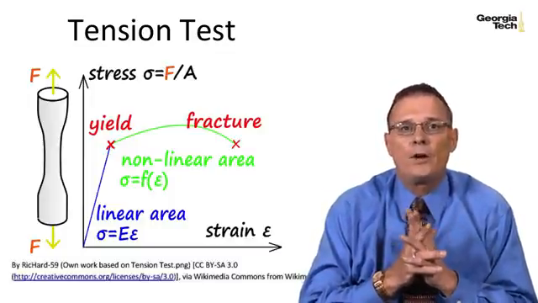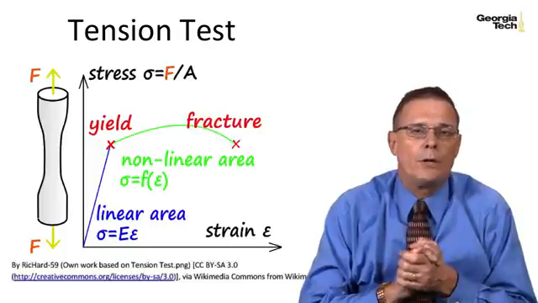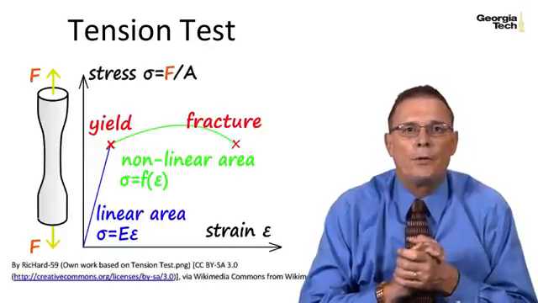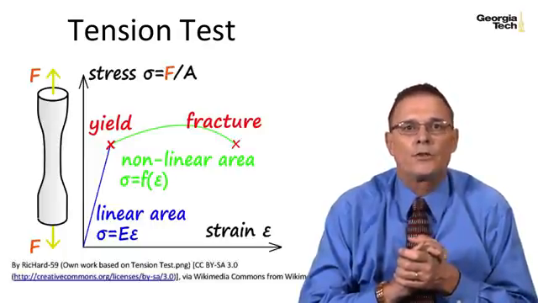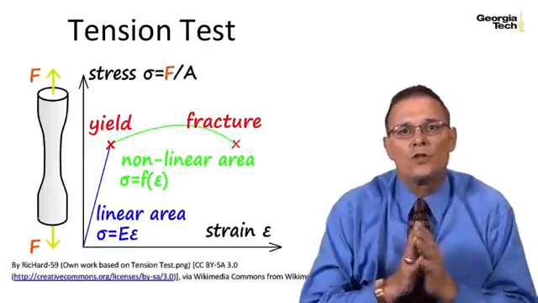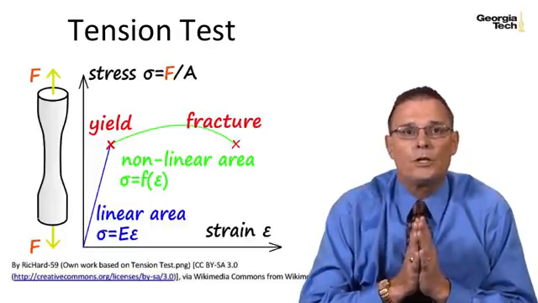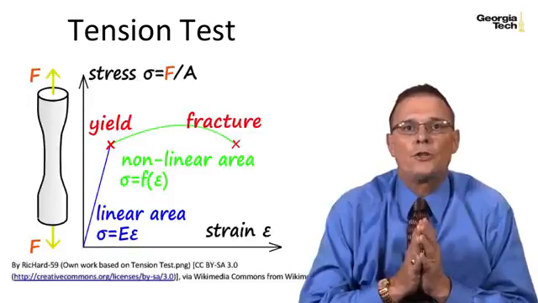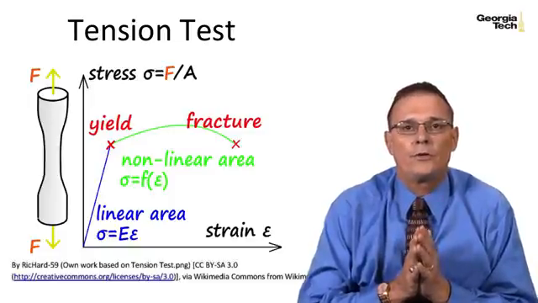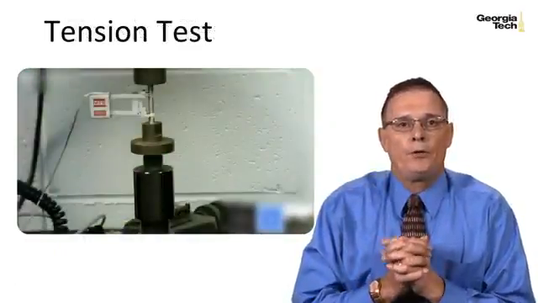We will look at this diagram in more detail later in the module, but as an overview, here's what a typical tension test looks like. There is a linear elastic region where stress and strain are directly proportional to each other, and then the material starts to yield until fracture occurs. So here's a video of a typical tension test.